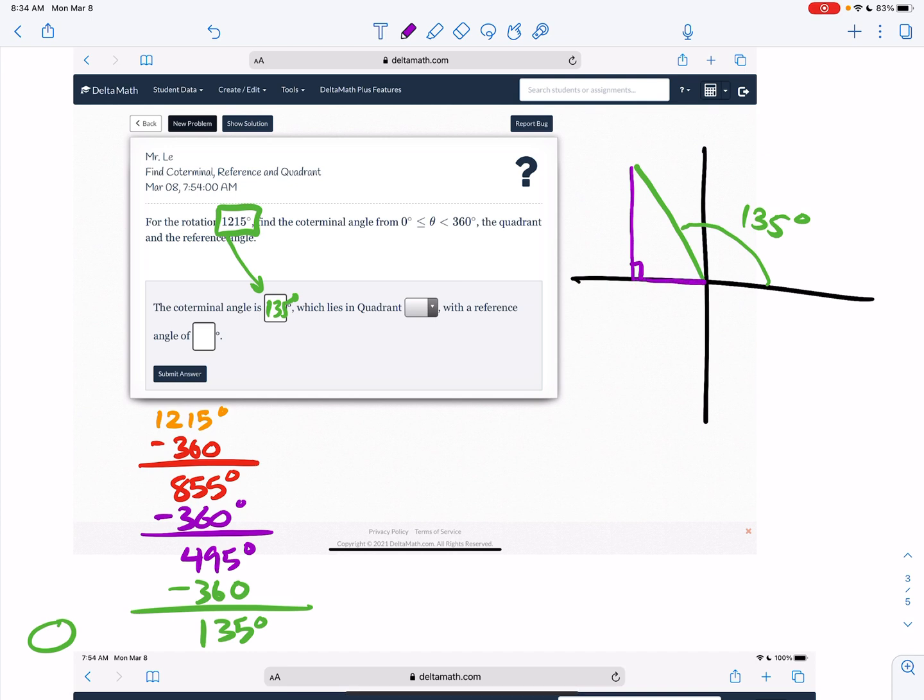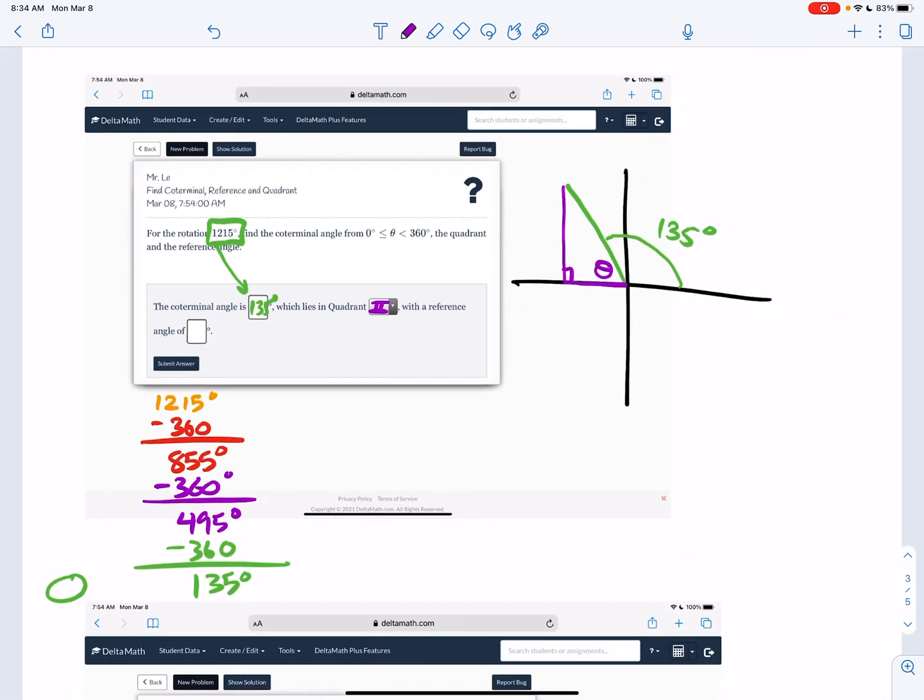Hug the x-axis. Your reference angle is right there at theta. It's always inside the triangle and closest to the origin. You wouldn't put theta here because that's not inside the triangle there, okay? Okay, so we know we're in quadrant 2, so we can plug that in there.